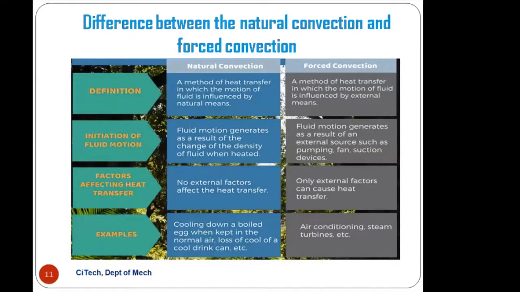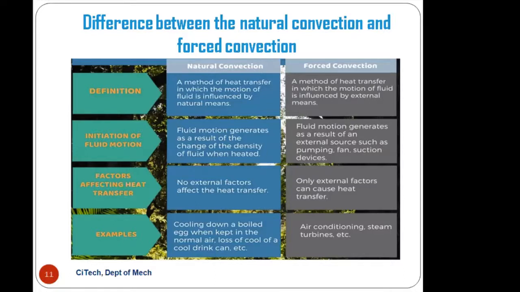The fourth point is examples. Cooling down a boiled egg when kept in normal air, or a cool drink can. Understand? If we keep a cool drink can outside the refrigerator, that is also natural convection. If your boiled egg is kept outside, then automatically cooling will take place. That is totally natural convection.